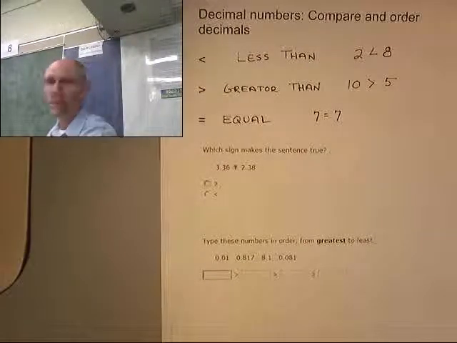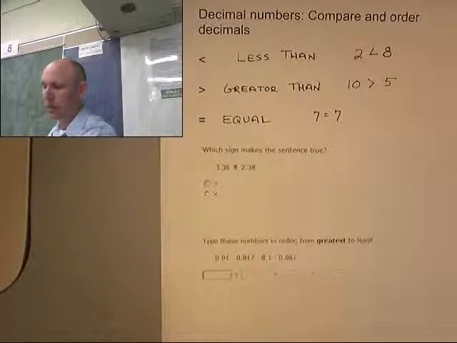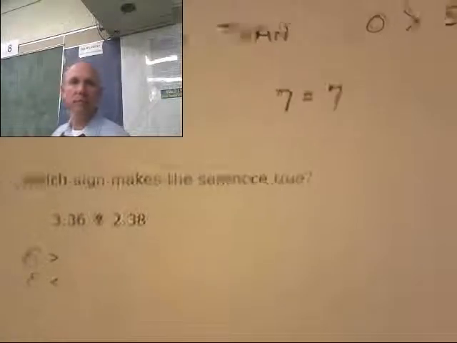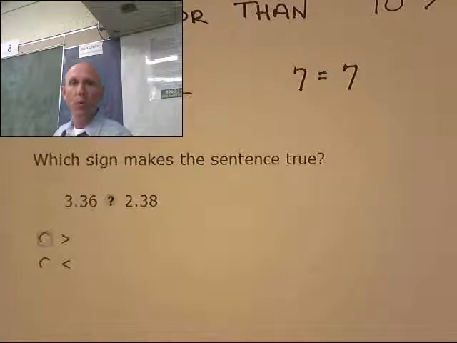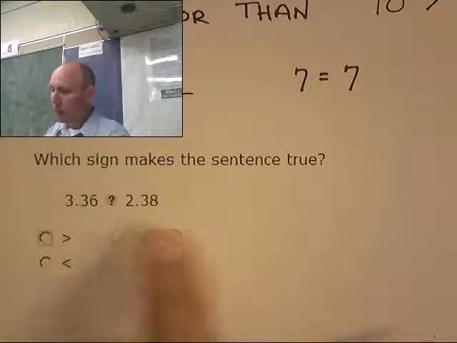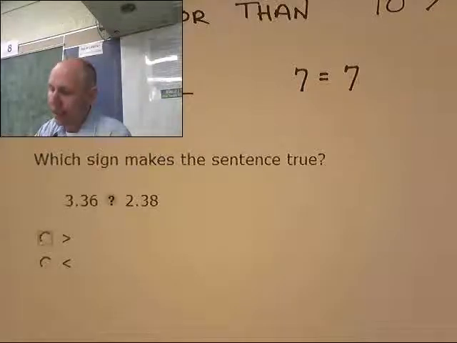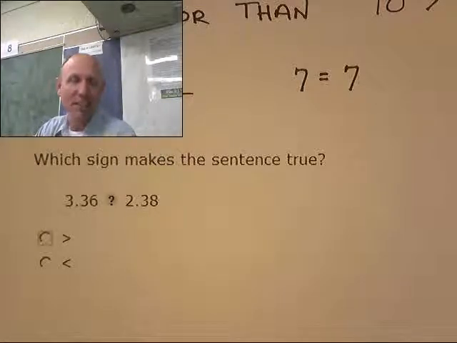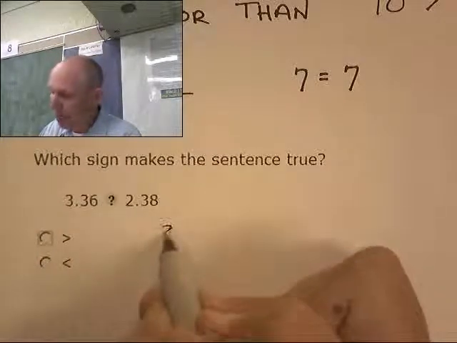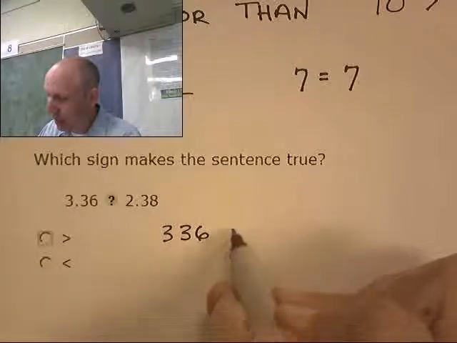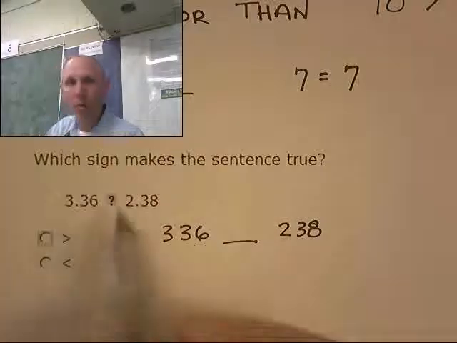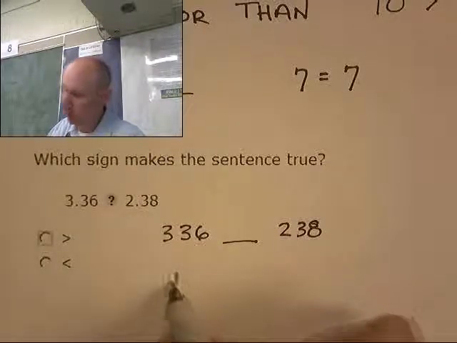Well, let's compare some decimal numbers now using these inequality symbols. Which sign makes the sentence true? So we want to figure out which number is bigger. Now if you don't like the decimals, this is something you can do. I can jump the decimal 2 places on both of these. I could rewrite this as 336 blank 238. What I'm doing is I'm just jumping the decimal on both of these.